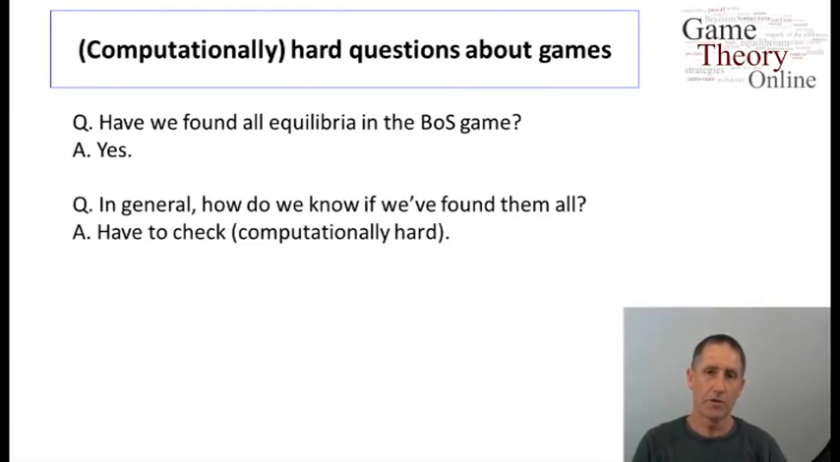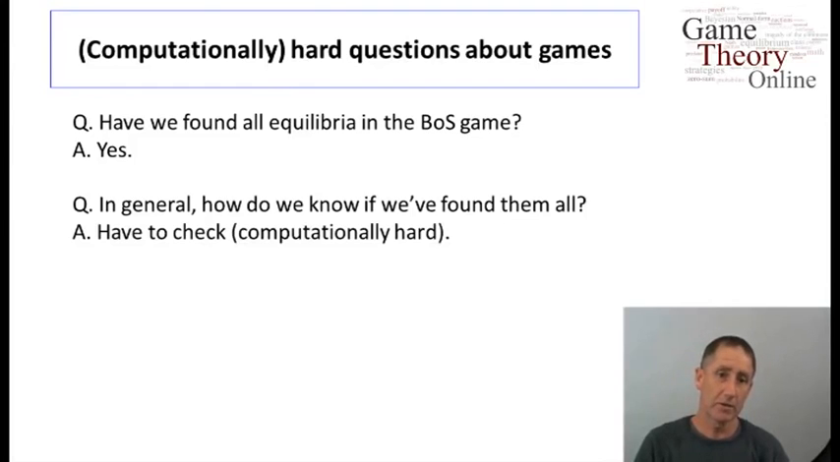But more generally, if I give you any game, if I give you some set of equilibria, each equilibrium can be checked to see that indeed it's an equilibrium. But how do we know we found all of them? And the answer in general, we don't. We need to look exhaustively at all combinations.